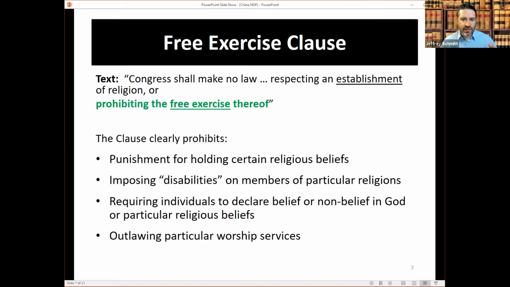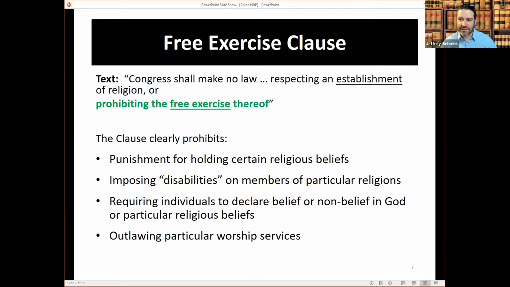And so the Free Exercise Clause is part of the First Amendment. The First Amendment, of course, includes freedom of speech. It includes freedom of religion. And it says, Congress shall make no law respecting an establishment of religion or prohibiting the free exercise thereof. So the Establishment Clause is something we would spend a fair amount of time on in the course, and that has to do with government funding of religion, public displays of religion, etc.